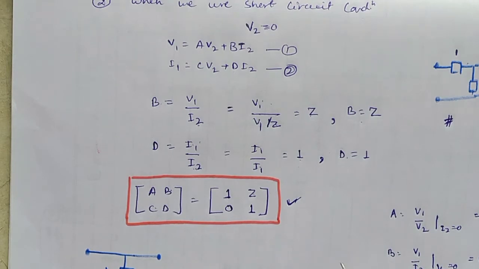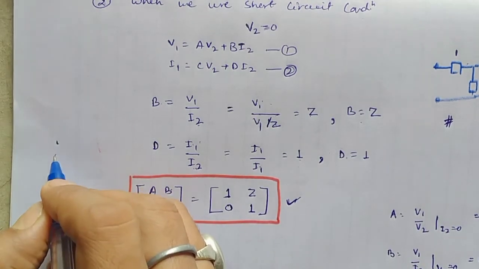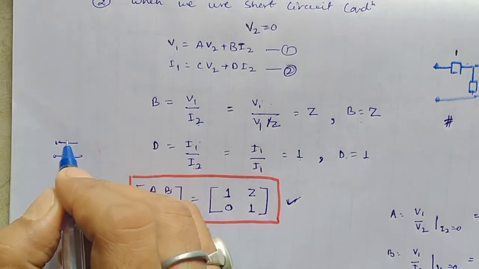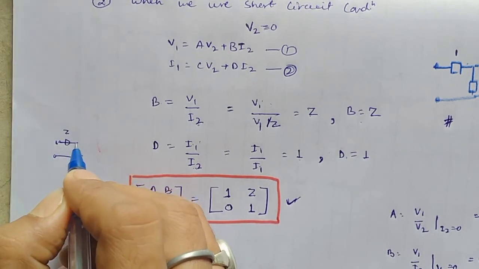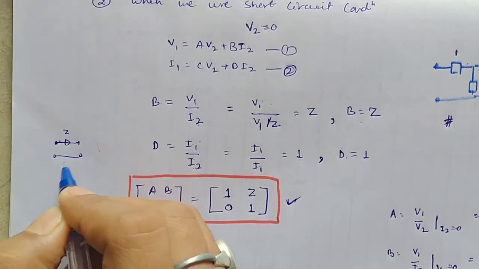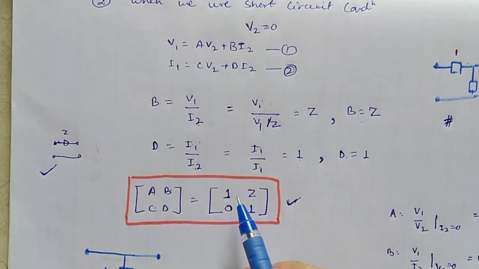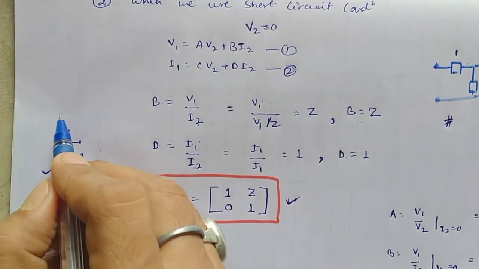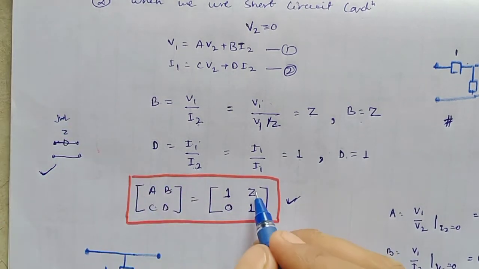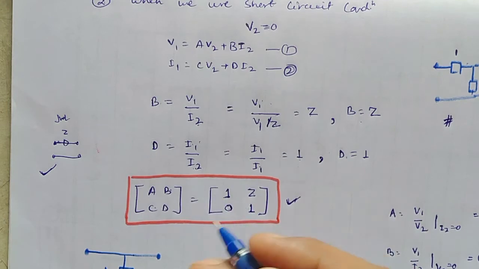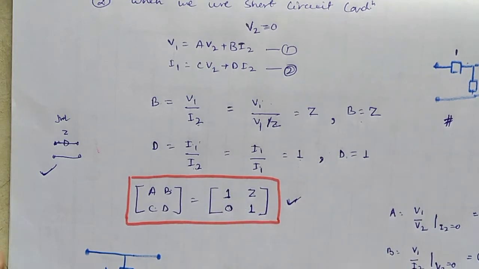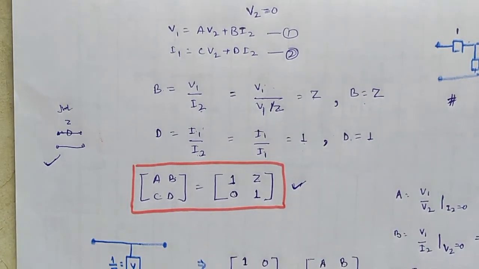If between port 1 and port 2 we have a series impedance connected here, we can find out its matrix, or we can directly remember after this solution that it can be written as 1 Z 0 1. So if it is, suppose, j omega L or j omega C, directly we can write it here and we can write the ABCD matrix of the network.